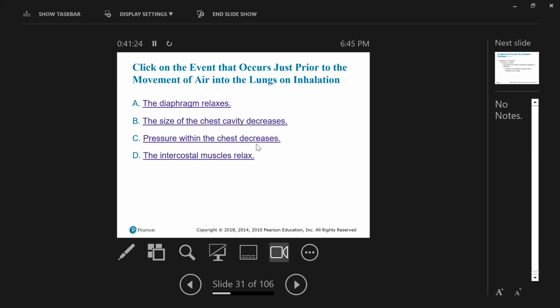Does the diaphragm relax? Okay, it does, but not when you're inhaling air. When you're inhaling air, it straightens out, so it's contracting, so the lungs can get air in. So that's not it. The size of the chest cavity decreases? No, it actually increases, right? The pressure within the chest decreases? Yeah, because if there's less pressure here, it's going to force air from the outside to come inside to equal itself out. So that's the answer.